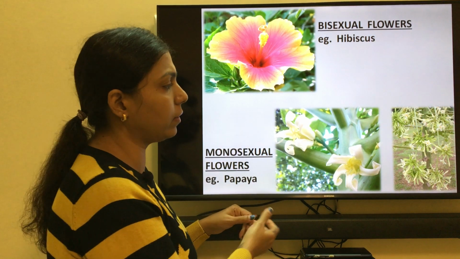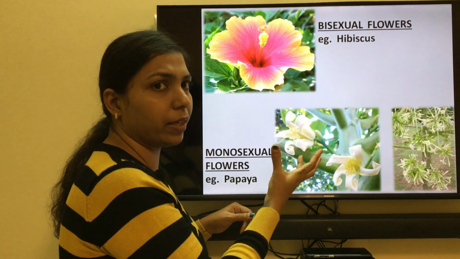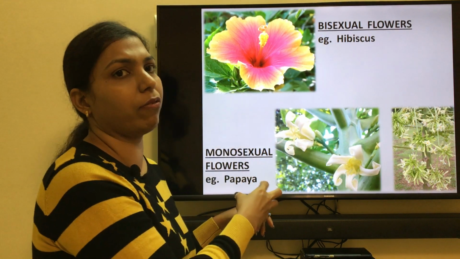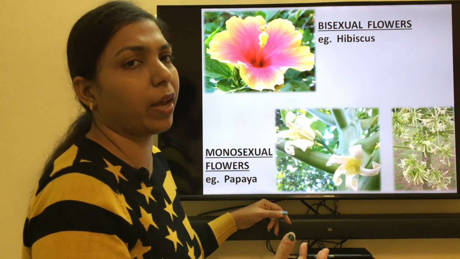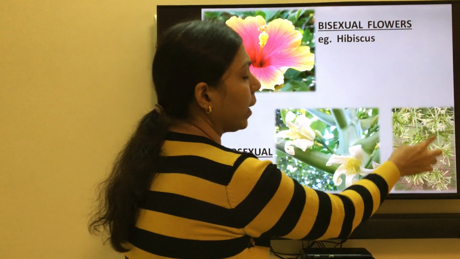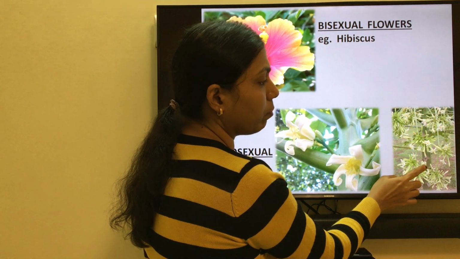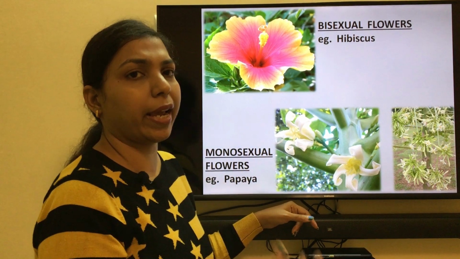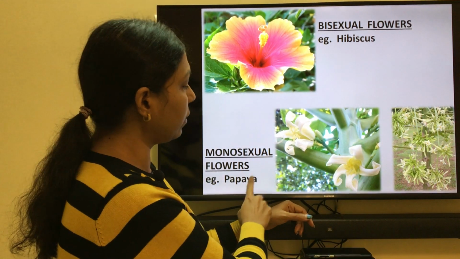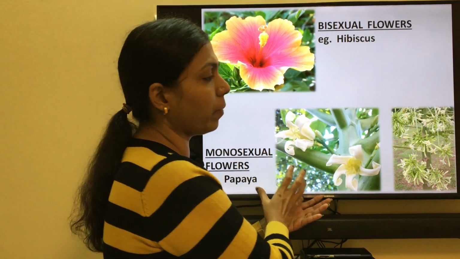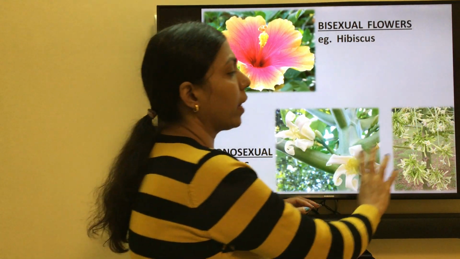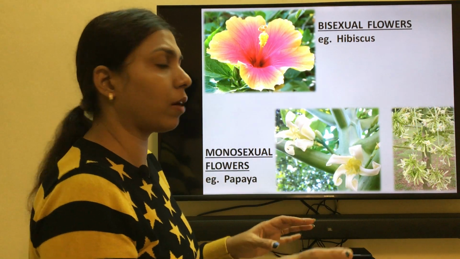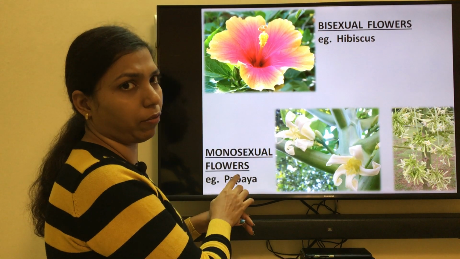or in your villages, you might see that some papaya plants have very big flowers. Okay, these papaya plants which have big flowers are the female flowers. They contain only the female reproductive part of the flower. And you must have seen some papaya plants which have very thin flowers. These flowers contain only the male reproductive part of the flower. So in the papaya plant, you see that the female part of the flower and the male part of the flower are growing in two separate flowers. Such flowers are called monosexual flowers.